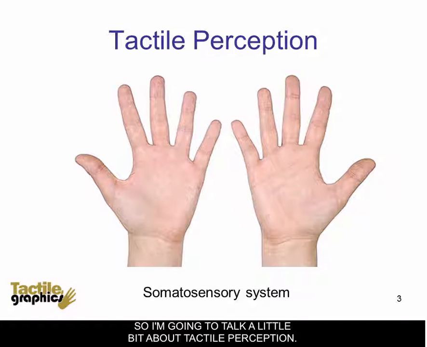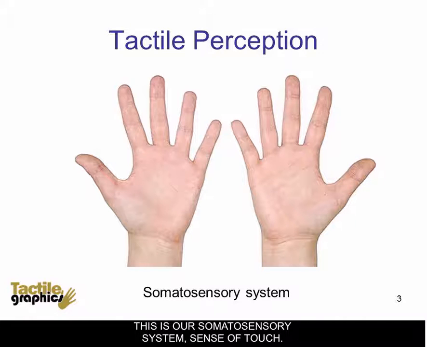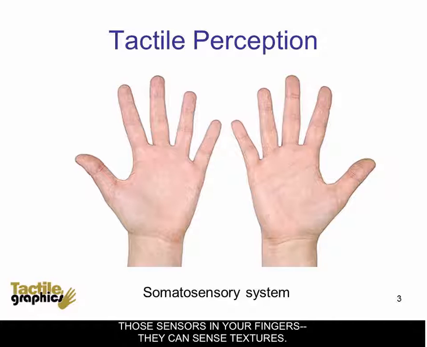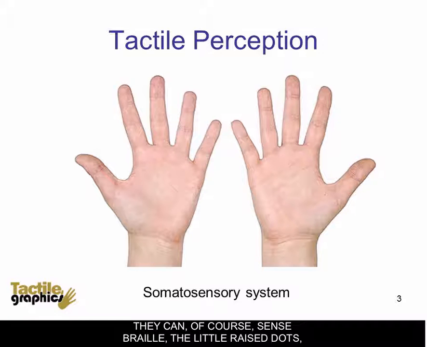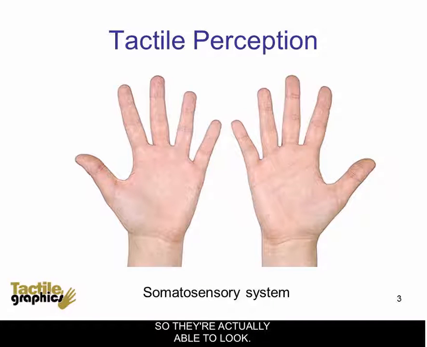So I'm going to talk a little bit about tactile perception. And so I have a picture of two hands here, and the way I think about tactile perception is that these two hands have 10 little eyeballs. That this is our somatosensory system, sense of touch. Those sensors in your fingers, they can sense textures, they can sense embossing, like lines that are embossed. They can, of course, sense Braille, the little raised dots, and so on. So they're actually able to look. And that sort of gets us started.